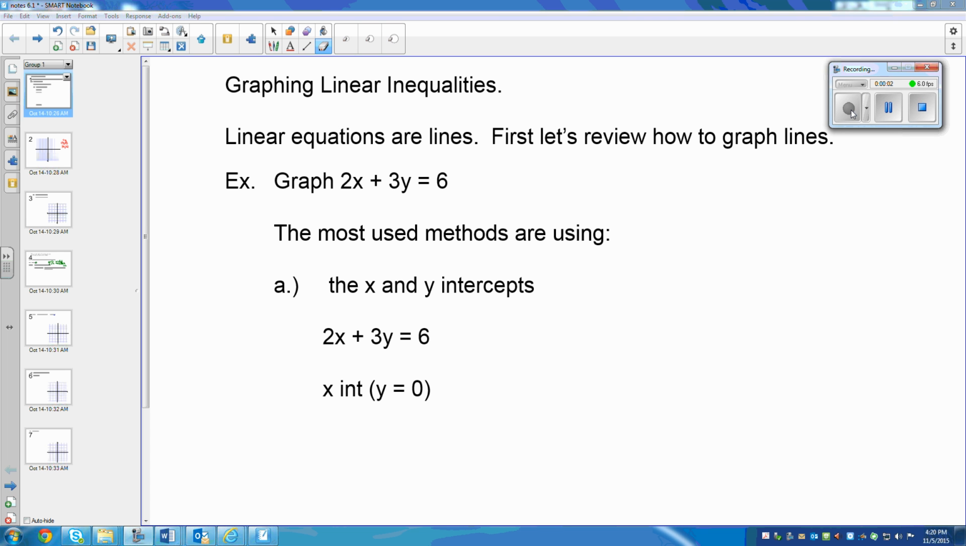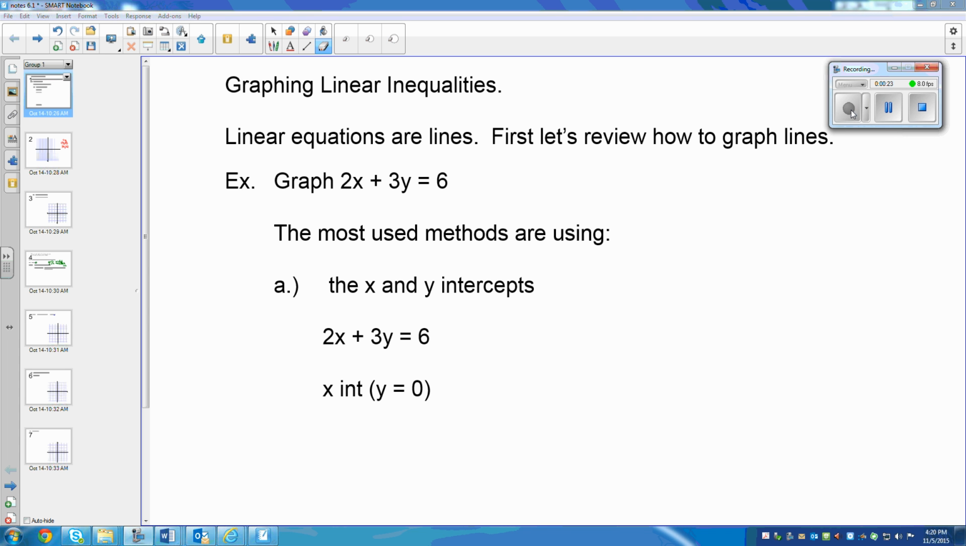So today we're going to start Unit 6. It's all about graphing linear inequalities. So we're going to go back to some of the basics, some of the stuff you learned in grade 10, and we're going to add to it. So in grade 10, grade 9 maybe, you learned how to graph lines, maybe even earlier than that.